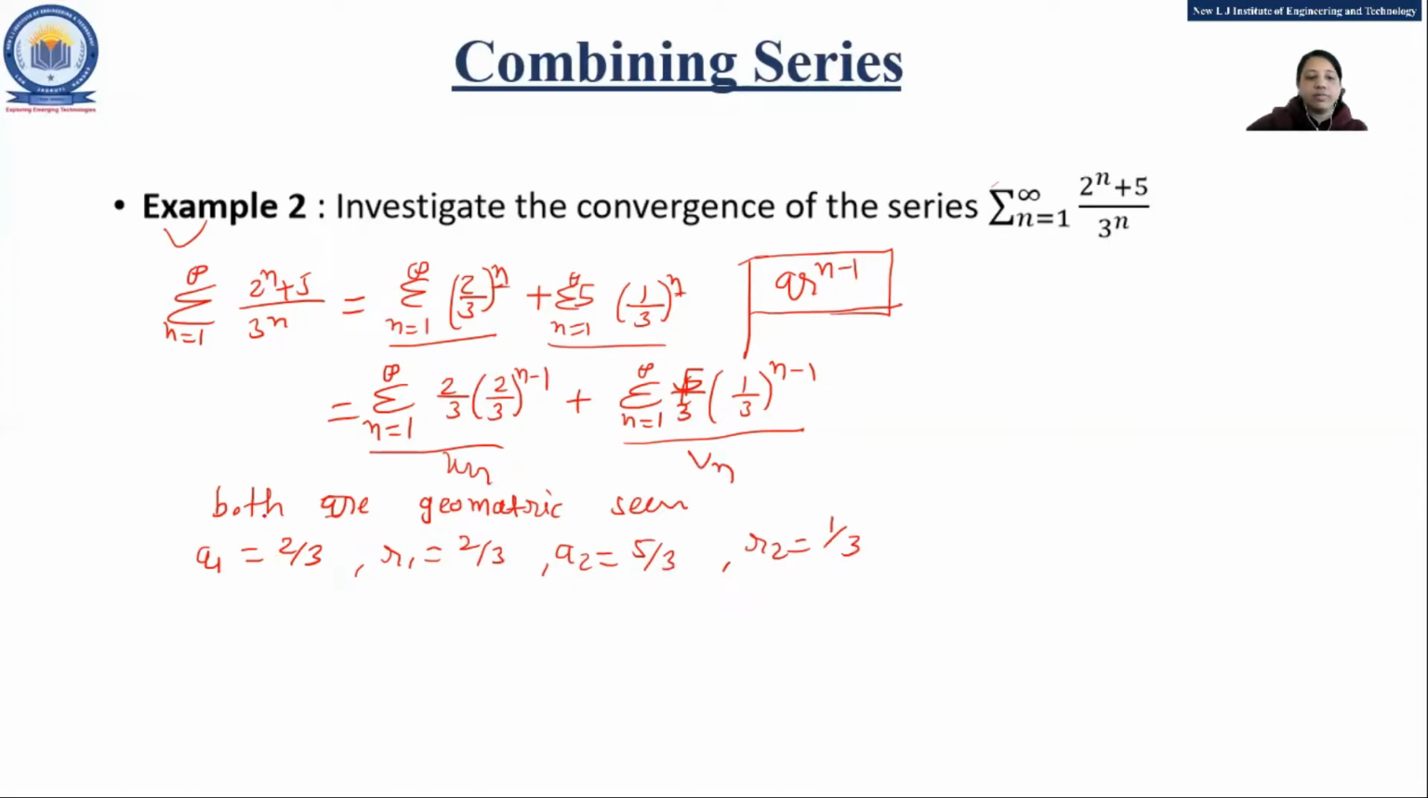Now what we are going to do? S1 and S2, because we need S1 plus S2 here. Directly we can write S1 plus S2, or you can find them separately. S1 is A1 upon 1 minus R1. S2, you just calculate it. Just put the values of A1, A2, R1 and R2, and you can find the answer.